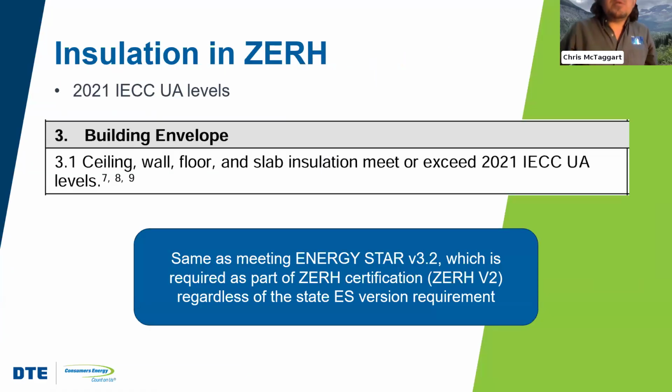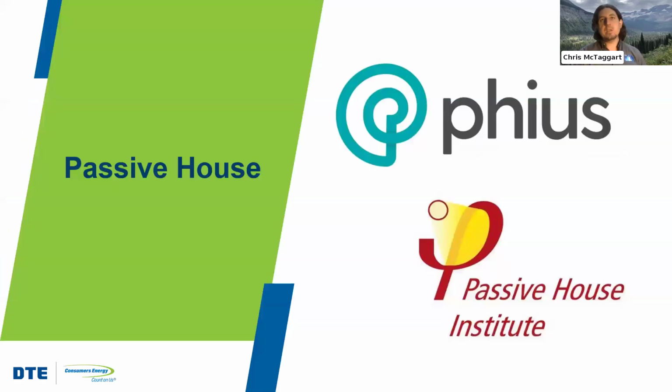For zero energy ready homes, basically you're meeting version 3.2. And so as a result of meeting version 3.2 of Energy Star, you have to meet the 2021 IECC levels of insulation. Getting into passive house. So again, there's two different passive house programs that one might certify under. There's FIAS and there's the Passive House Institute, which is a German-based organization that does have satellite, basically certification bodies here in the United States.